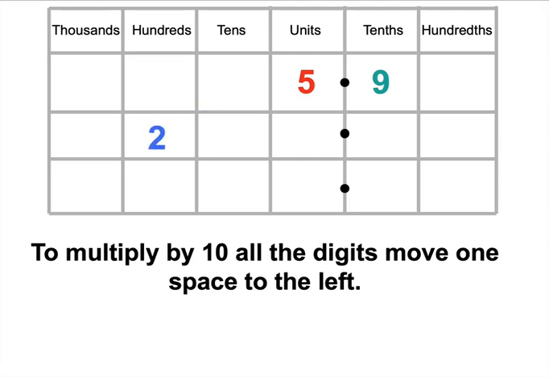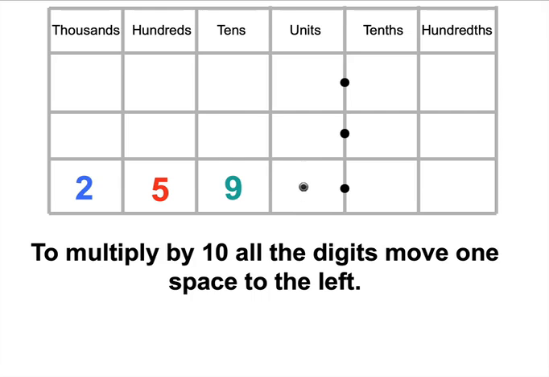2 tens times 10 becomes 200. 5 units times 10 becomes 50. So 9 tenths will become 9 units. So 25.9 times 10 is 259. If we multiply it by 10 again, it becomes 2,590. So you see the 9 has moved from this point to that point, and there's an empty space there.